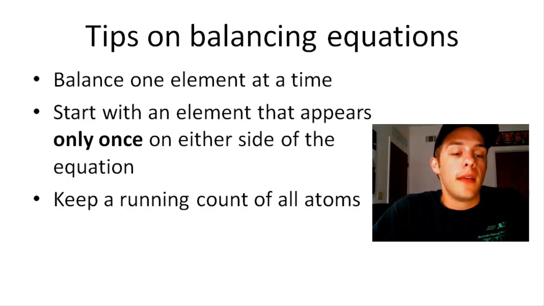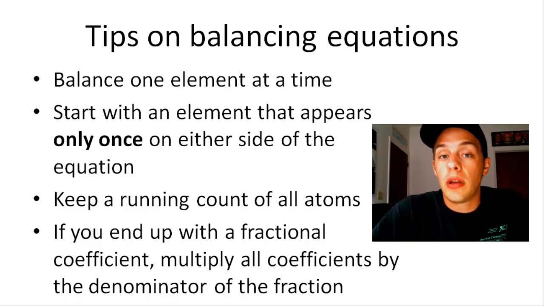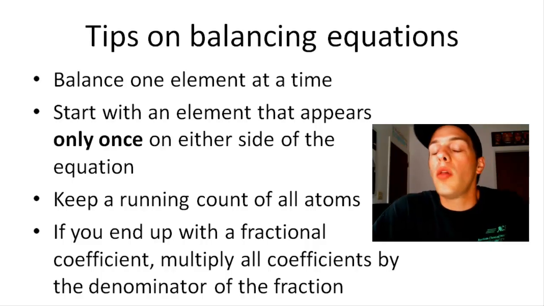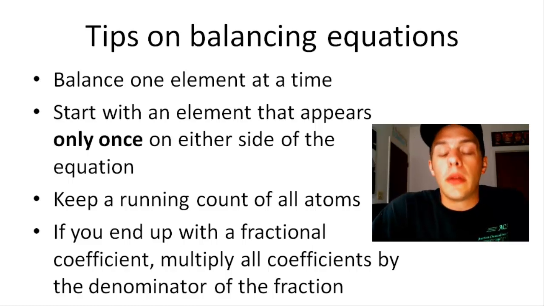And then lastly, if you end up with a fractional coefficient, in other words a coefficient that is a fraction instead of a whole number, don't panic and don't start all over. Instead, you can keep that fractional coefficient, and then multiply all of your coefficients by the denominator of that fraction, and that's going to give you the balanced chemical equation with whole numbers all around. That may have sounded confusing, but in the example that I've chosen, we are going to end up with a fractional coefficient, so I will definitely elaborate on that very shortly.